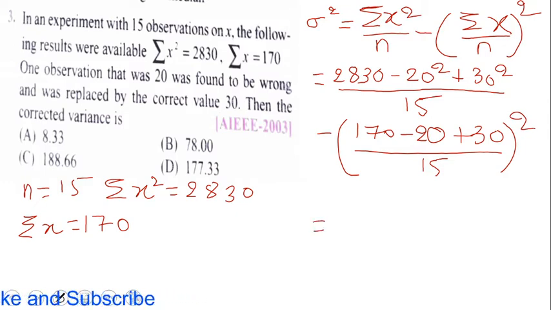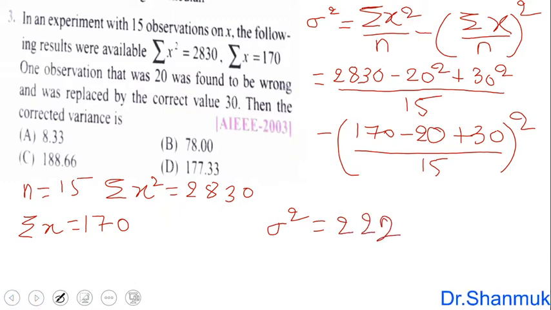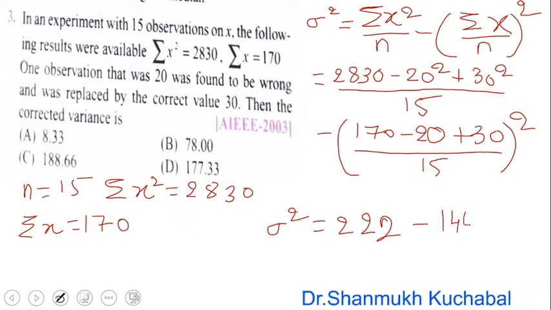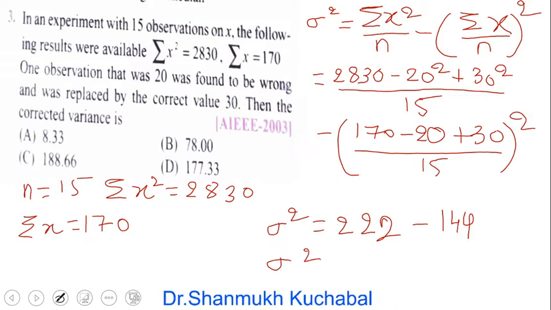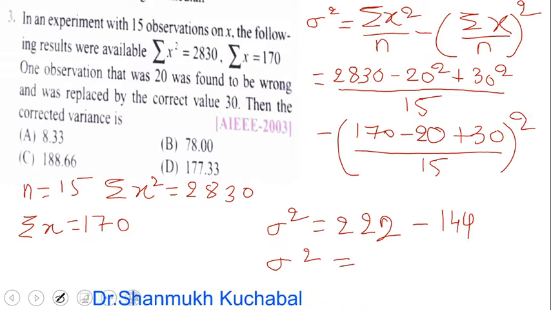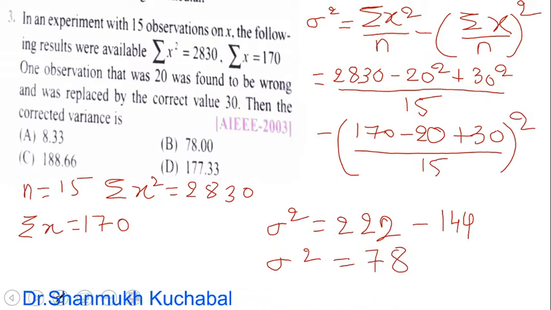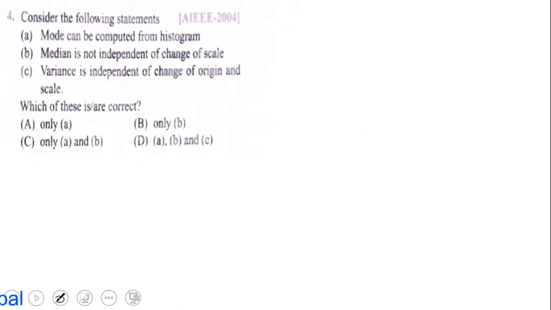So sigma square equals: first term simplification we get 222, and second term simplification we get 144. Simplifying this, sigma square we get as 78 here. So clearly option B is the right answer here. Option B is the right answer. Okay, we'll move to our next example.